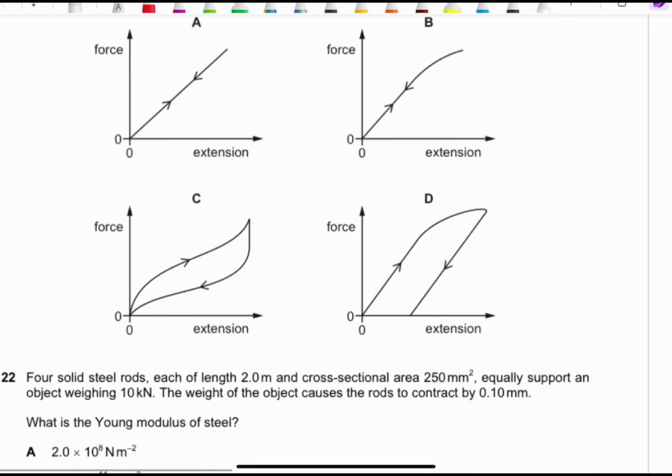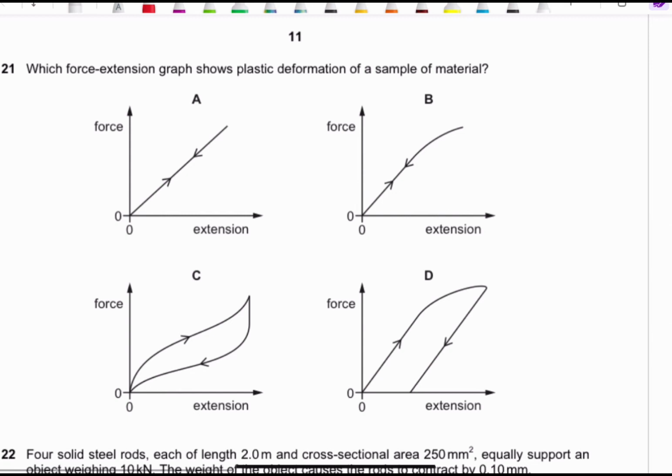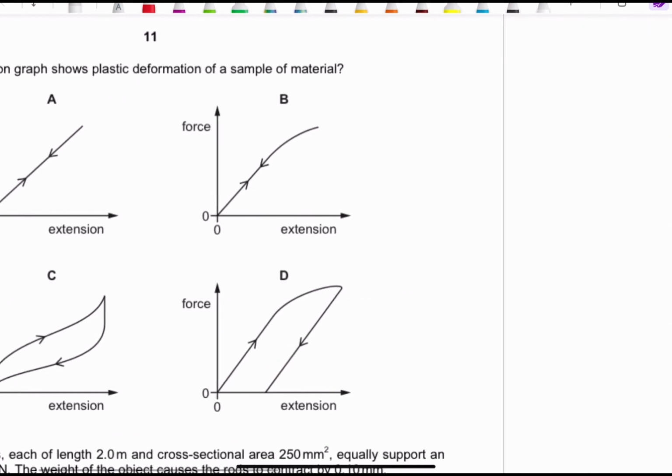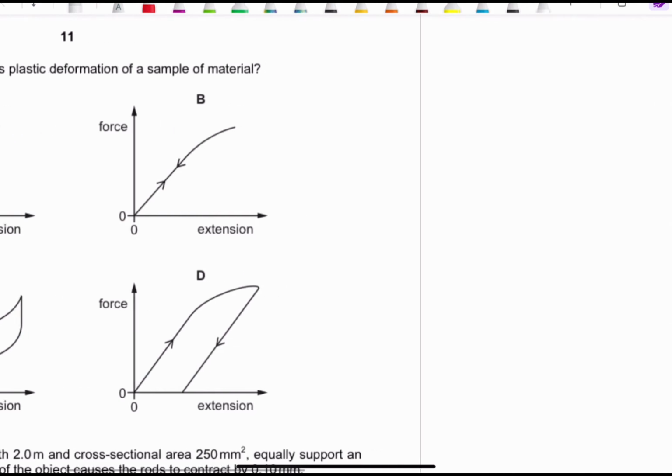Move on to question 21. Which force extension graph shows the plastic deformation of a material, right? So what is plastic deformation? Plastic deformation basically refers to you've extended an object to a point where if you remove the deforming force, it does not return to its original position. You have a wire or a spring, to be more precise. You put a very heavy mass, to be honest, and the spring is going to be so taut that it won't return back. It has undergone plastic deformation.